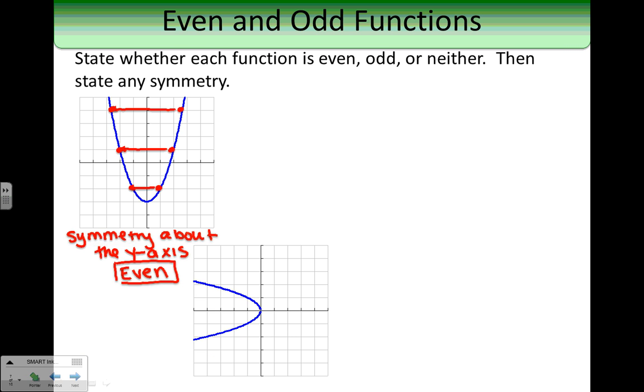My next graph, you can see on this one, all my points are being reflected. I have this point here, and its corresponding point is being reflected across the x-axis, across this whole function. So it's symmetrical across the x-axis. Since it's symmetrical across the x-axis, the only even and odd symmetry we had was either about the y-axis or about the origin. So this is symmetrical about the x-axis.